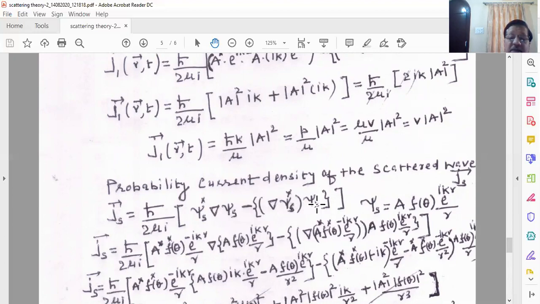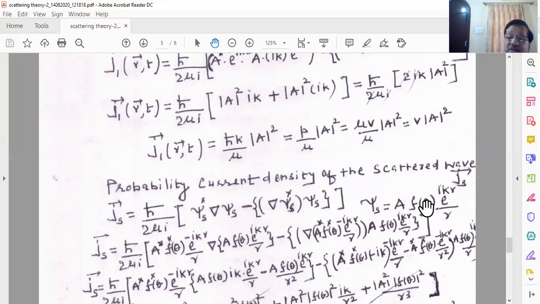Okay, now let us see what is the form of psi s. The form of psi is A f(theta), because it is a spherically symmetric potential. So your scattering amplitude is only depending upon theta, right? It does not depend upon phi. So instead of f(theta, phi), I can write f(theta), like the total scattering cross section. We have defined sigma as a function of theta. So here the scattering amplitude is a function of theta.